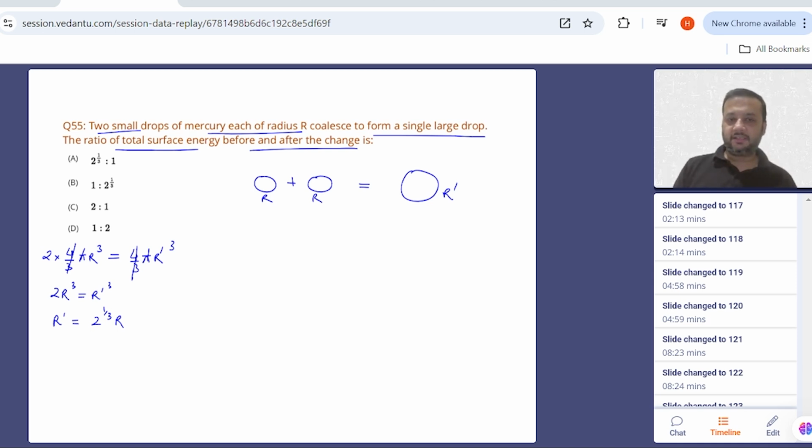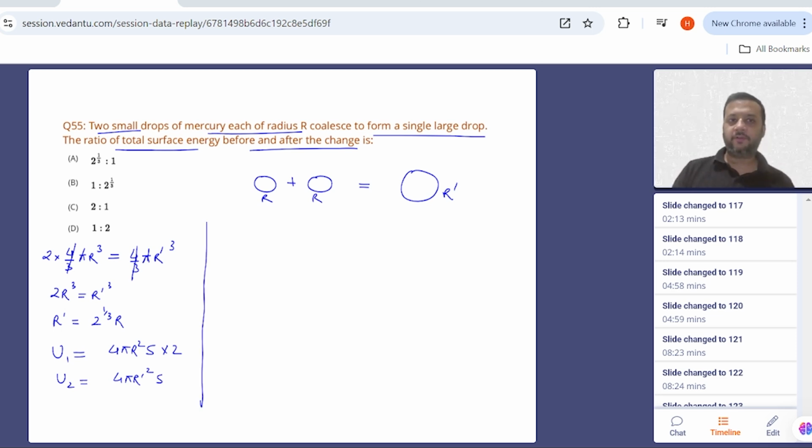Now we write the initial surface energy. Since these are drops, they will have only one free surface. If they were a bubble, then we would have gotten two free surfaces for each bubble. But for each drop, we will have one free surface. So initial surface energy will be 4 pi r square into the surface tension. Let's say surface tension is S. This is the surface energy of one drop, and we have two such drops, so we have to multiply this by 2. Final surface energy of the bigger drop is again 4 pi r dash square into surface tension.